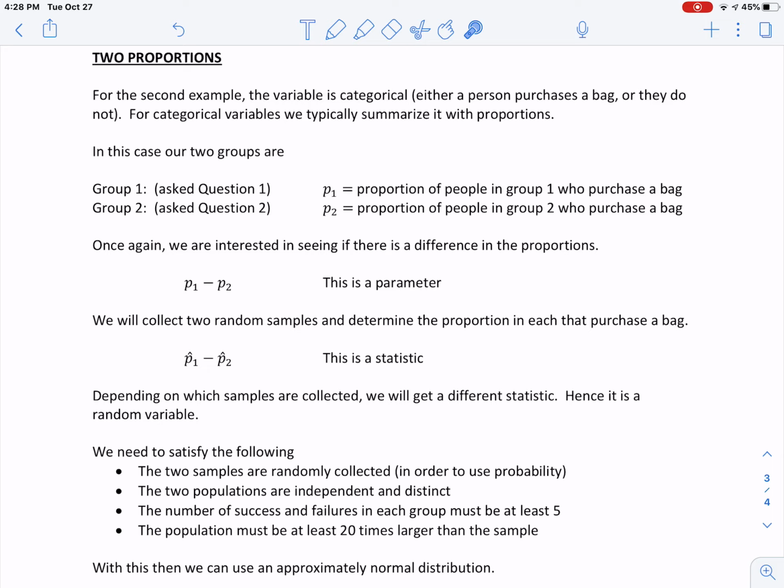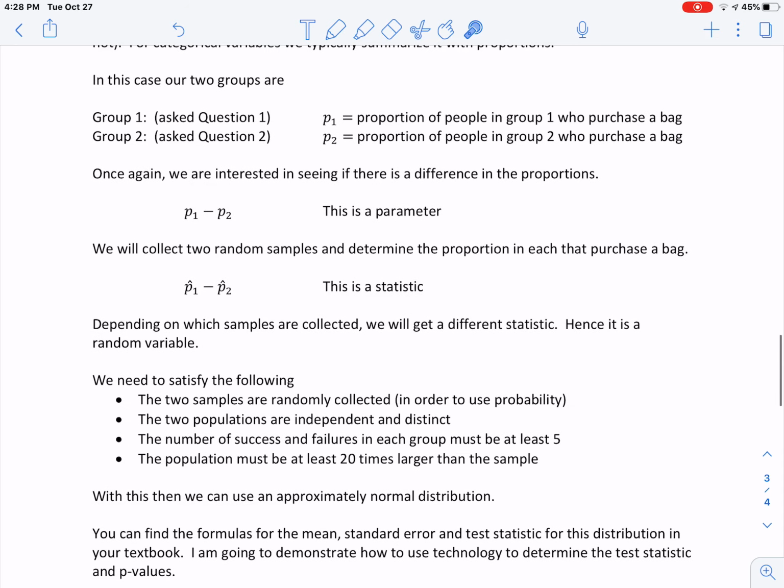So now once again, we're interested in seeing if there's a difference between these two groups. Is there a difference in the proportion? So we're looking at the difference between the proportion for group 1 minus the proportion for group 2. This is describing a population, so it's a parameter. We're going to collect two random samples, determine the proportion in each sample that purchases a bag. So this is a sample proportion, the P with a hat, proportion from group 1, sample group 1. The sample 2, their proportion is P hat 2. We're going to subtract. These numbers are coming from samples, so this is a statistic. Depending on which samples are collected, we're going to get a different statistic. Hence, it's a random variable.